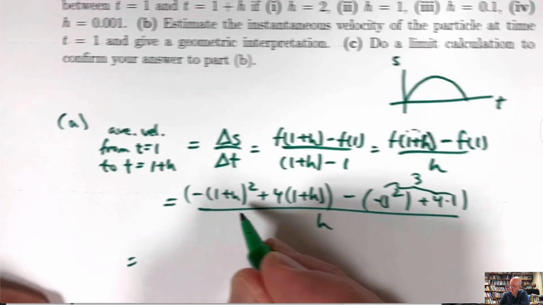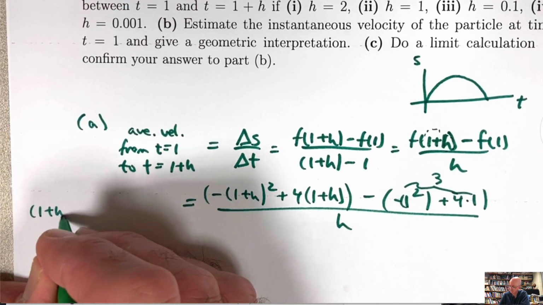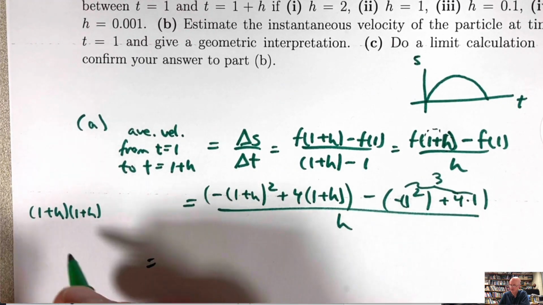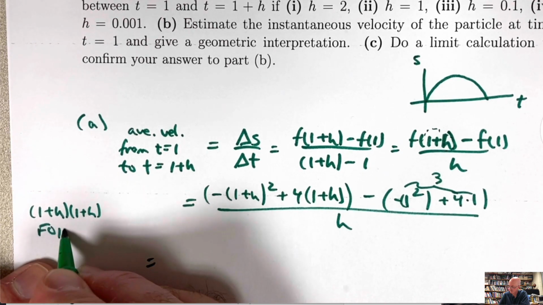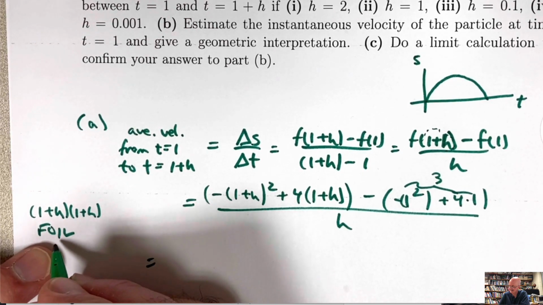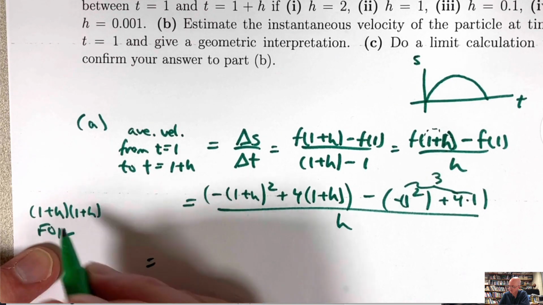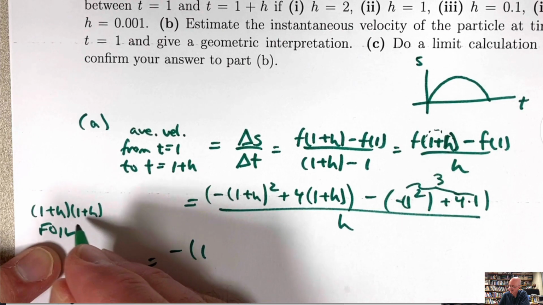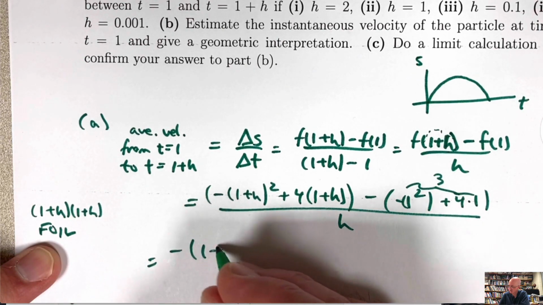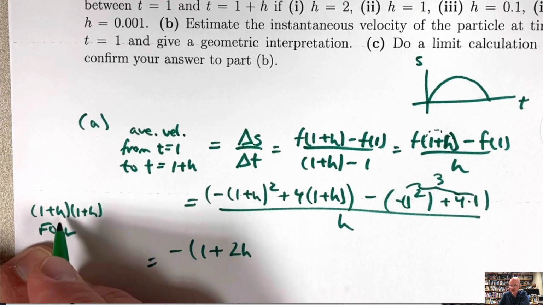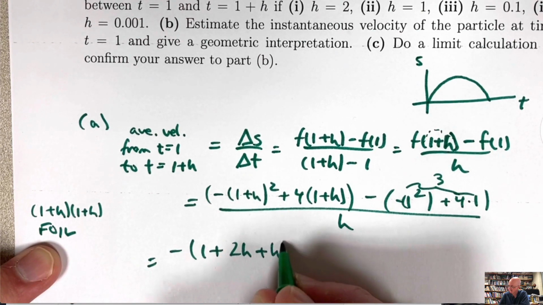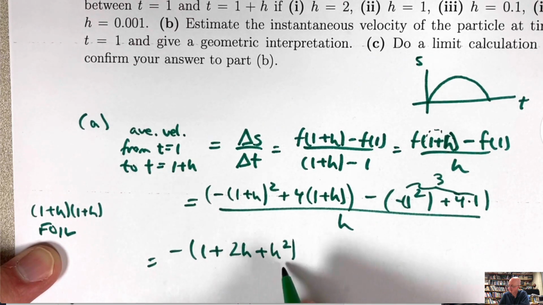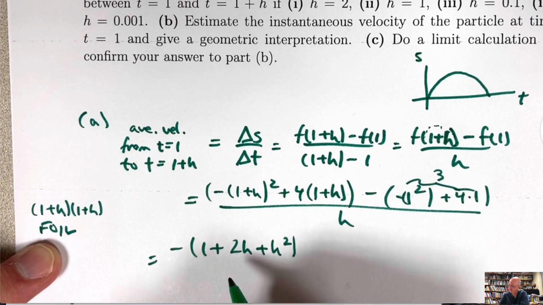Expand this out. It's 1 plus h squared, meaning 1 plus h times 1 plus h. And then don't forget about the negative sign in front here. But if I FOIL this, first times first, outside times outside, inside times inside, and last times last, I get 1 times 1 is 1. Outside times outside is h, inside times inside is h. H plus h is 2h. And then last times last is h times h is h squared. Don't make the mistake of forgetting to FOIL here. The answer is not 1 plus h squared. You need the extra plus 2h in there.